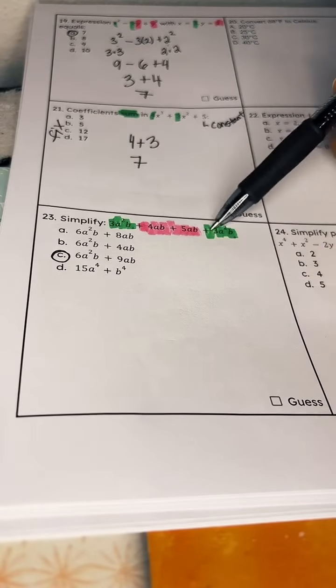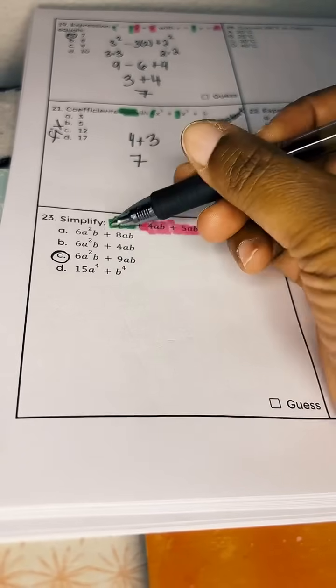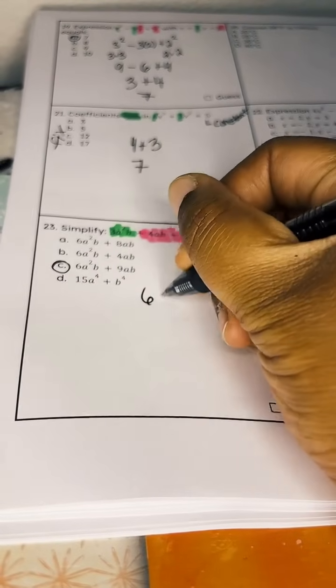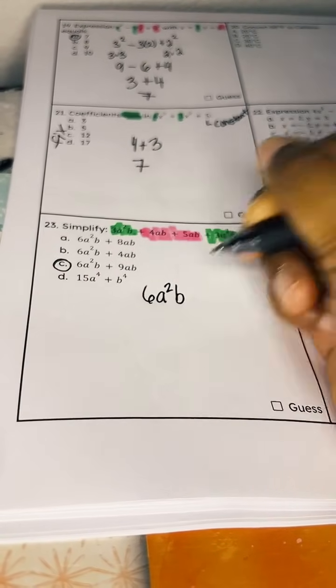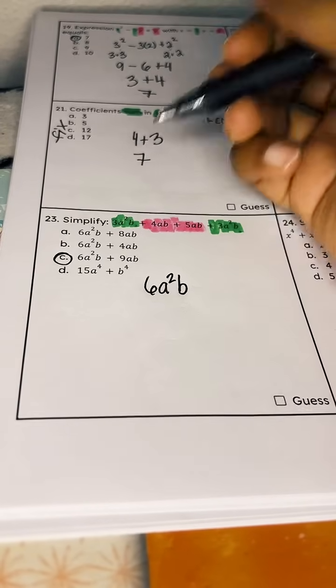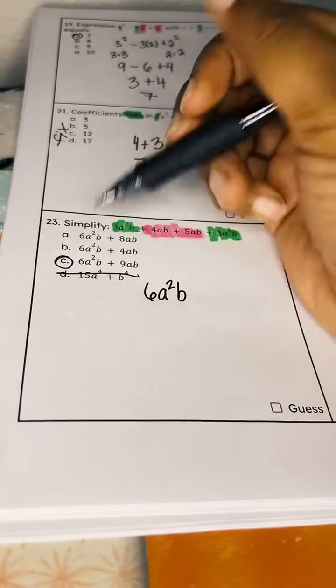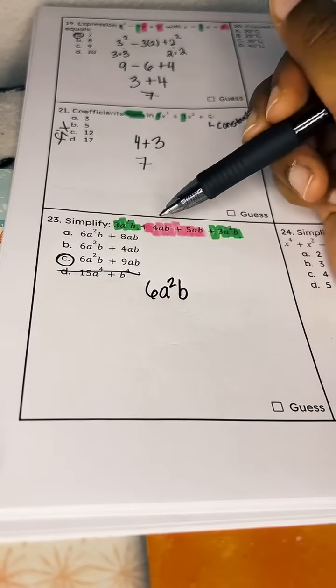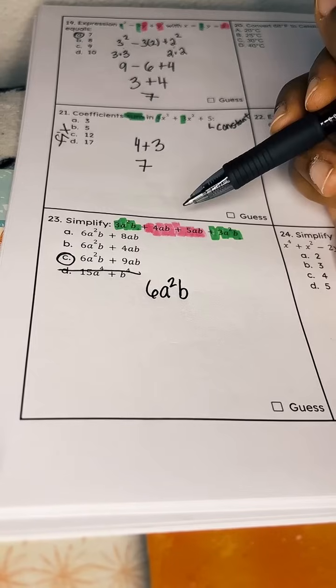All right, so 3 plus 3. 3 plus 3 is 6. Remember, our variables stay the same, okay? So this is gone, and we have all 3 of these. Now we're going to look at our pinks.